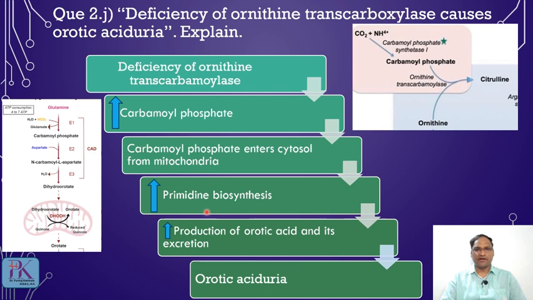Synthesis of pyrimidine nucleotide will be increased, so there is increased production of orotic acid. Increased production of orotic acid means increased excretion of orotic acid through the urine, and this condition is called orotic aciduria. It is secondary orotic aciduria. Understood? So very easy. Why does deficiency of ornithine transcarbamylase cause orotic aciduria?